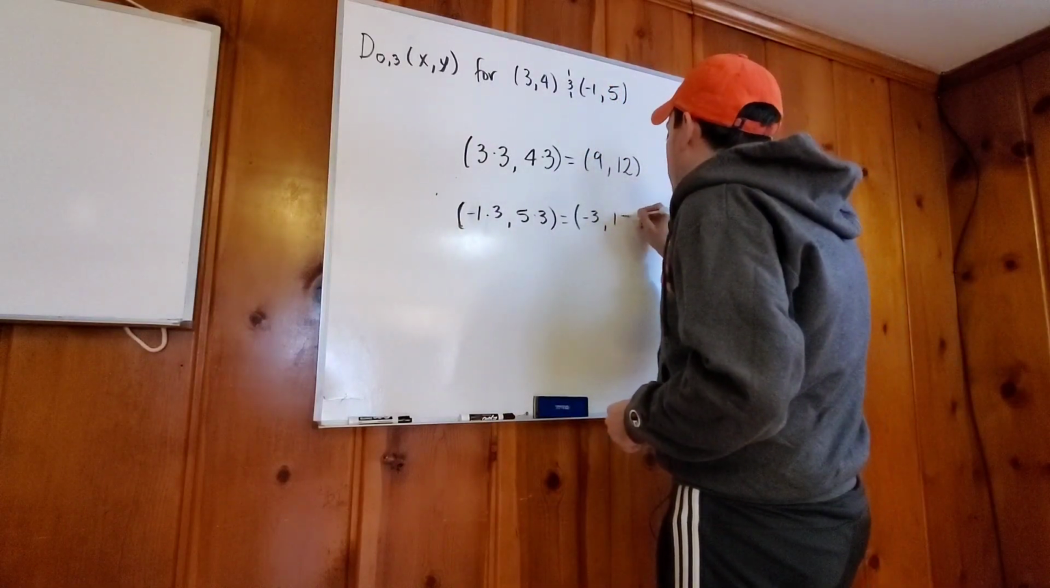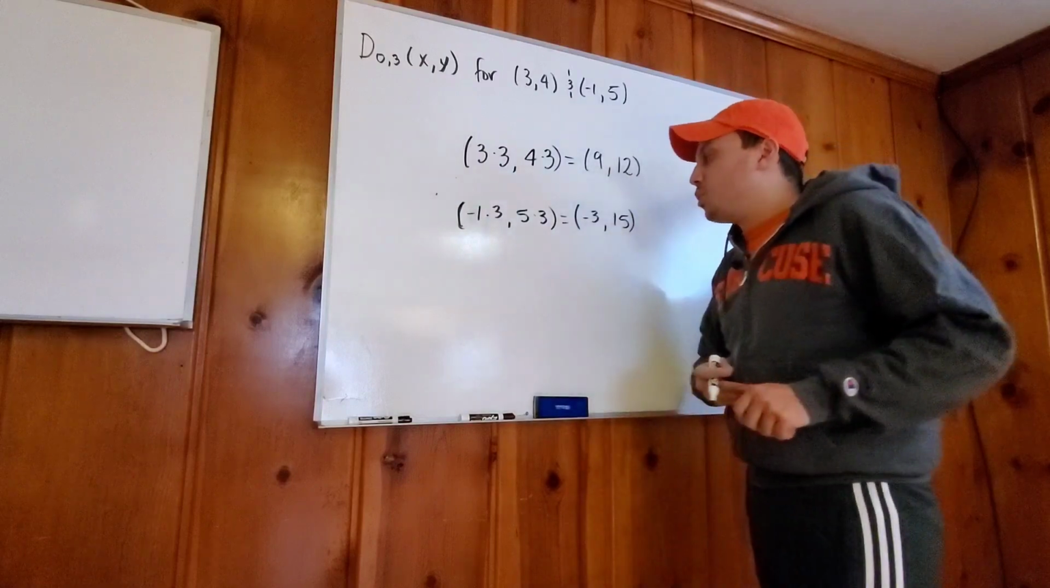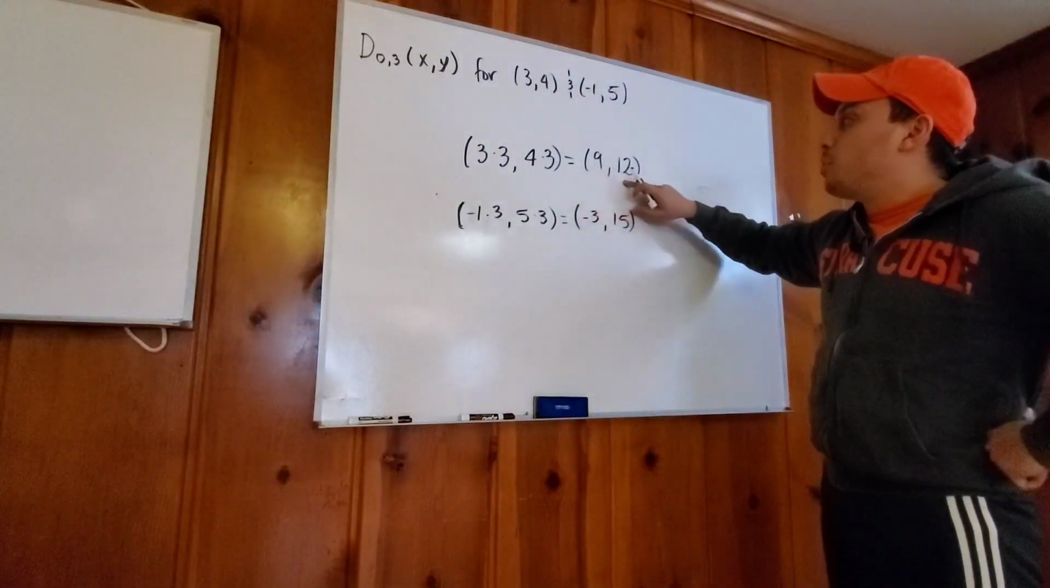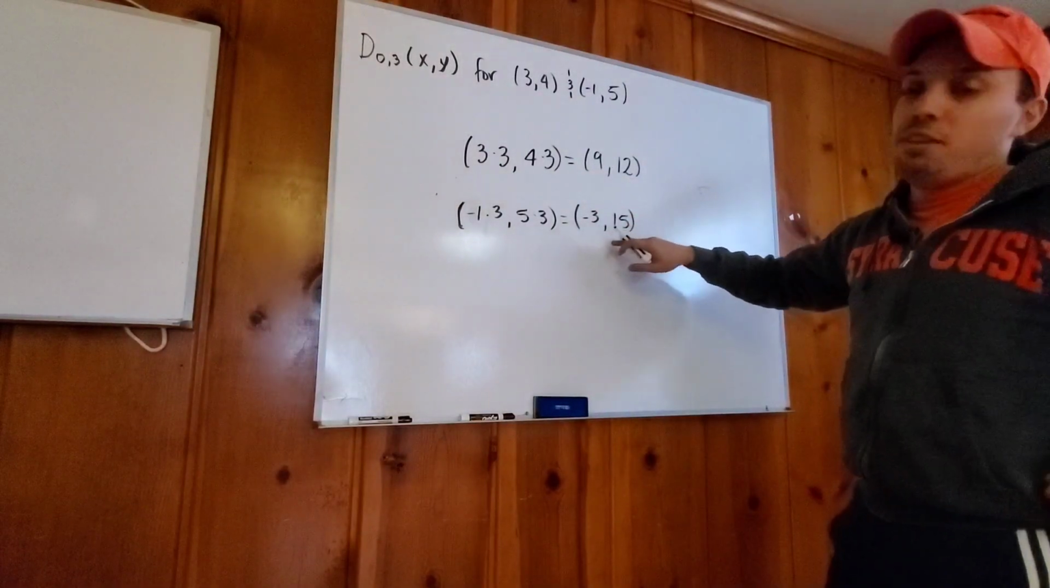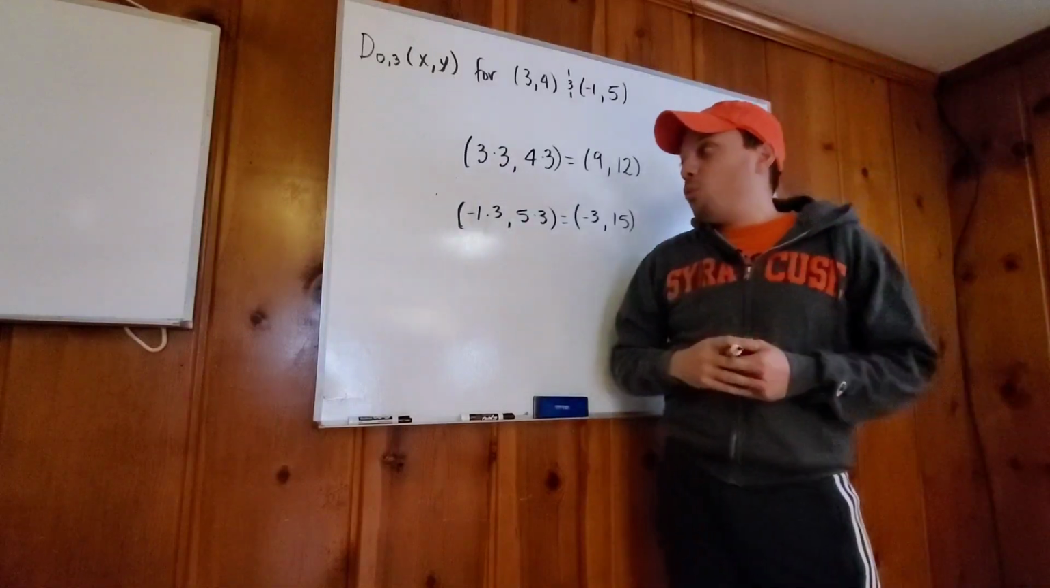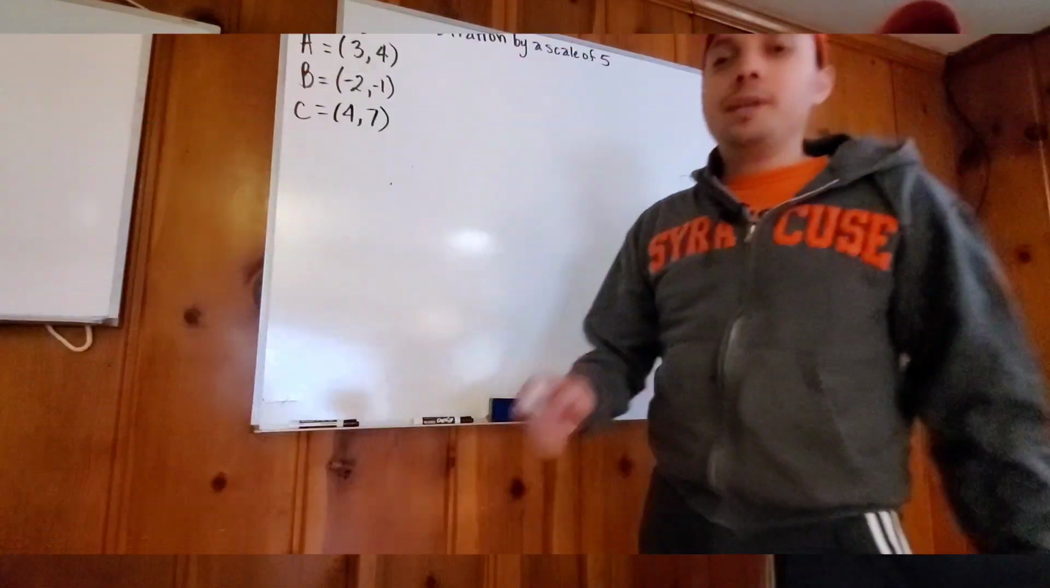And then -3, 15, because obviously this is super easy. So the answers are going to be 9, 12, and -3, 15. And that would be it for the first example. All right, the last example.